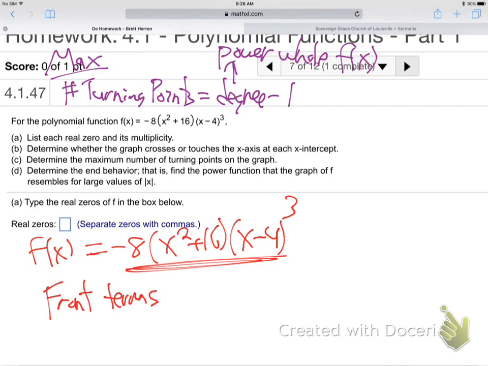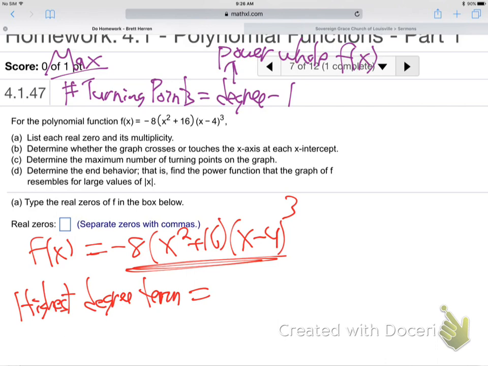How do you find the front term? When I say front, it might not be the front, it's the highest degree term. Usually we put that in the front, but technically it doesn't have to be. So the highest degree term, usually put in the front. What's it going to be?